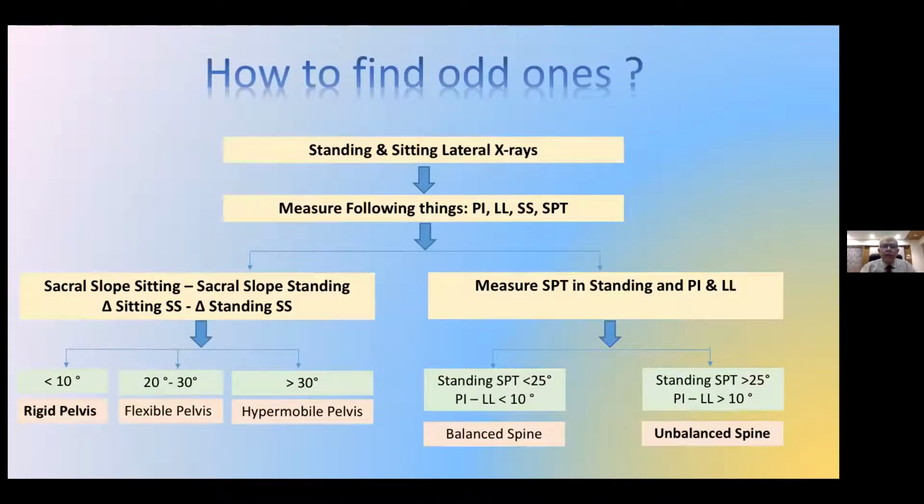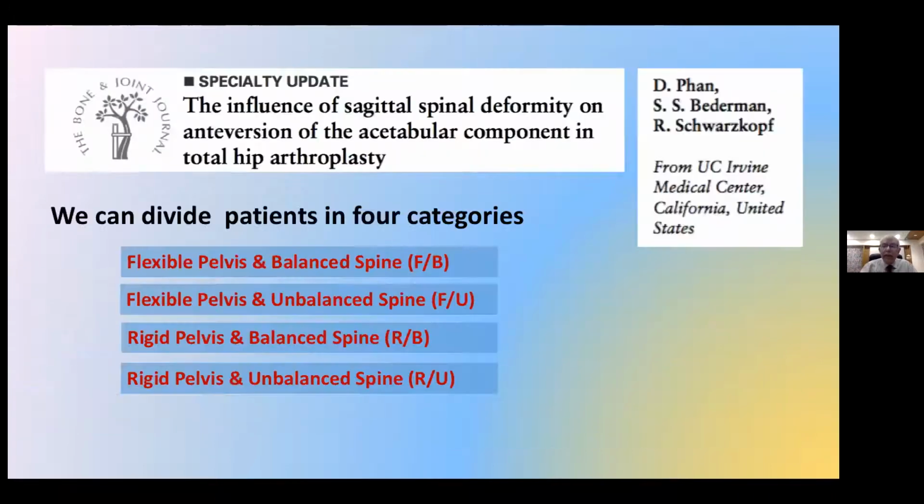So how to find out the odd ones? We have to find out by these X-rays, measuring the things which I have mentioned, and try to find out from the sacral slope whether your pelvis is rigid, flexible, or hypermobile. And with lumbar lordosis and pelvic incidence measurement, try to find out whether the spine is balanced or unbalanced.